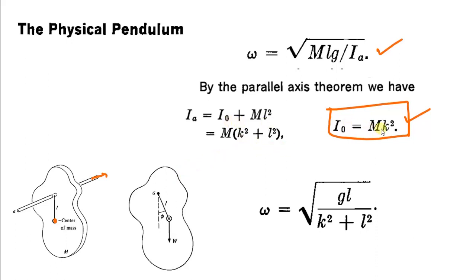So I0 can be written as mk squared. So mk squared plus ml squared, m can be taken outside. IA is equal to m into k squared plus L squared. So omega is equal to mlg divided by IA, so m into k squared plus L squared. Here there is an m, and below an m, so they cancel. So we get lg divided by k squared plus L squared. So omega of this physical pendulum will be equal to root of gl by k squared plus L squared.